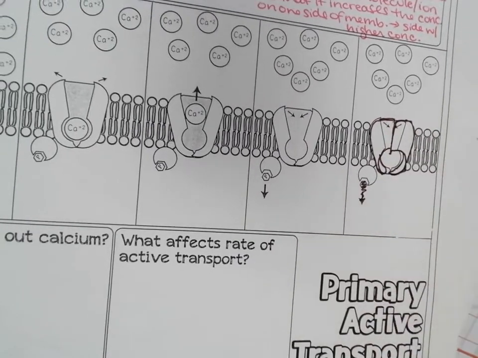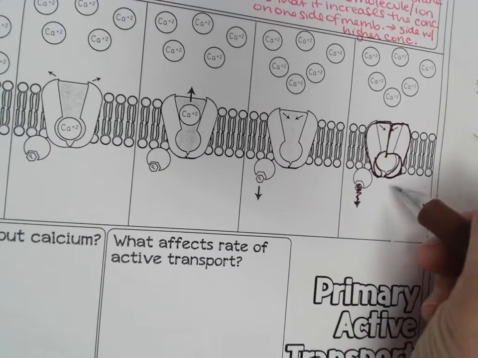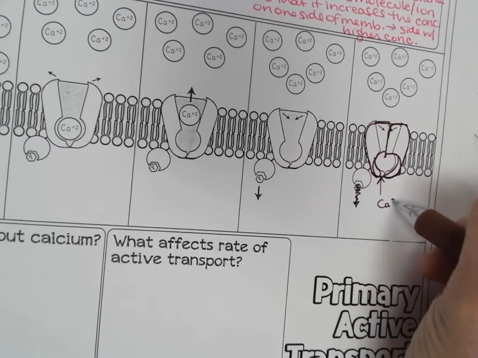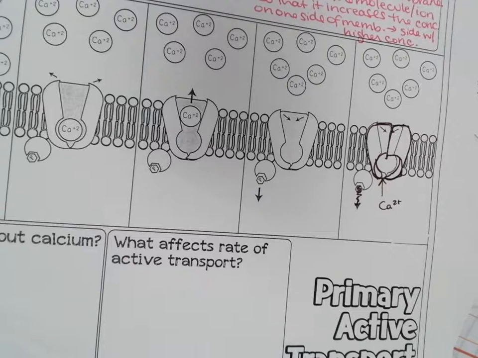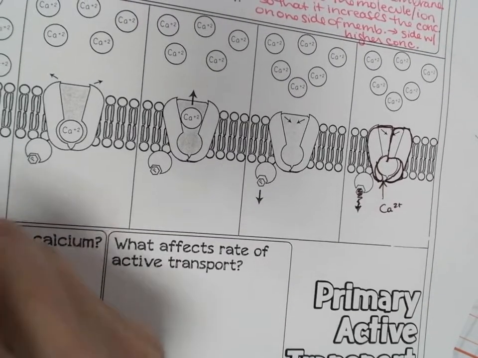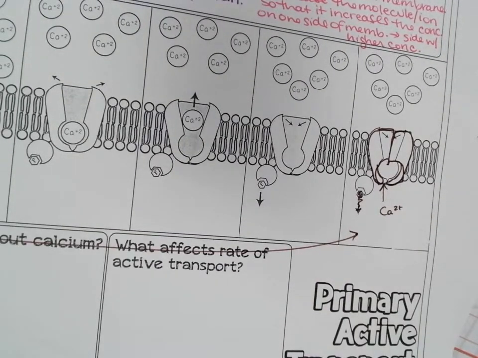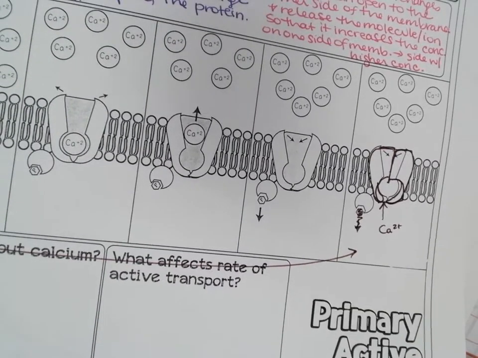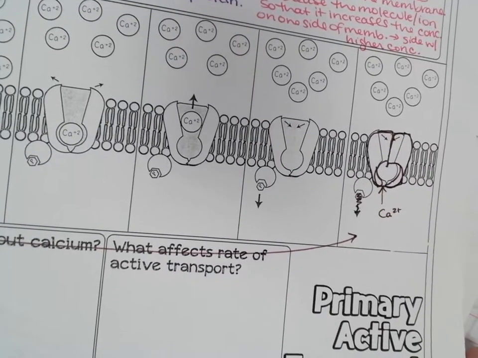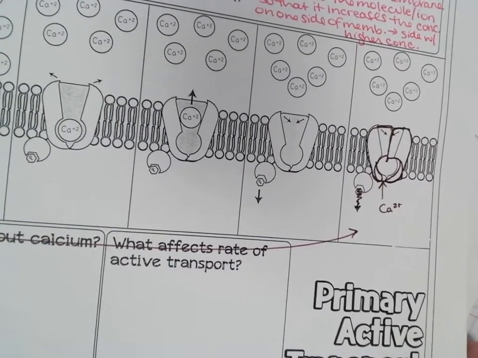This should be open. Okay, and now a calcium can go in. So it should be like the first picture? Yeah, it should be like the first picture. If you need to see that, you can see it's the first picture. There's also a grammatical error, we'll cross it out. Okay, so that is how primary active transport works.